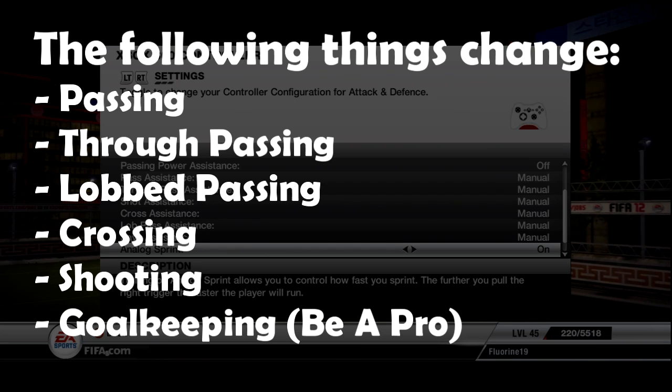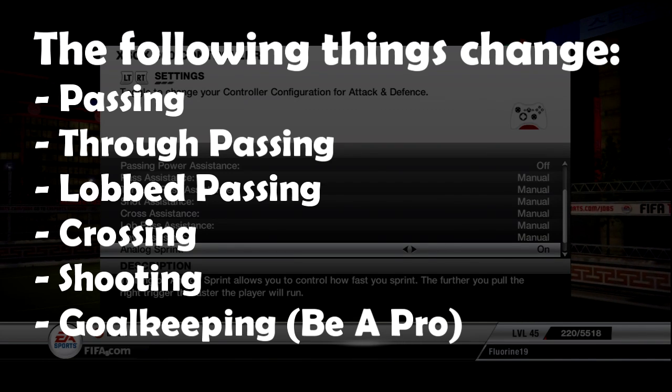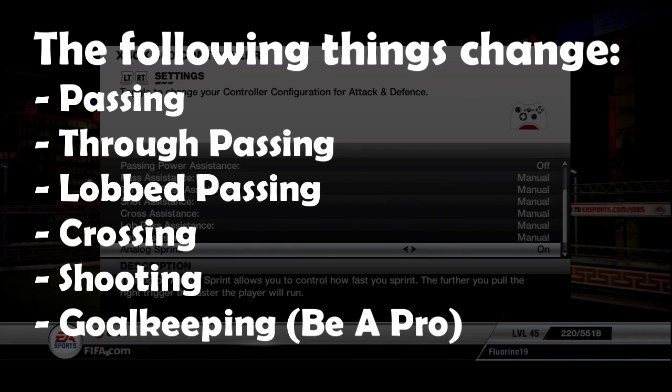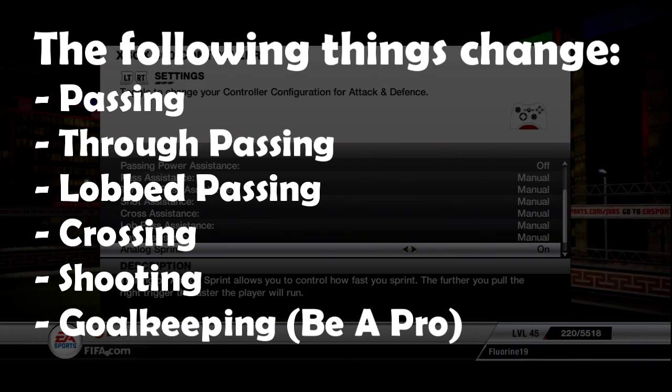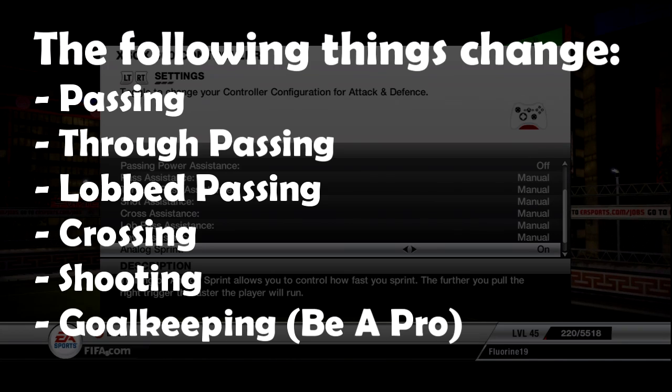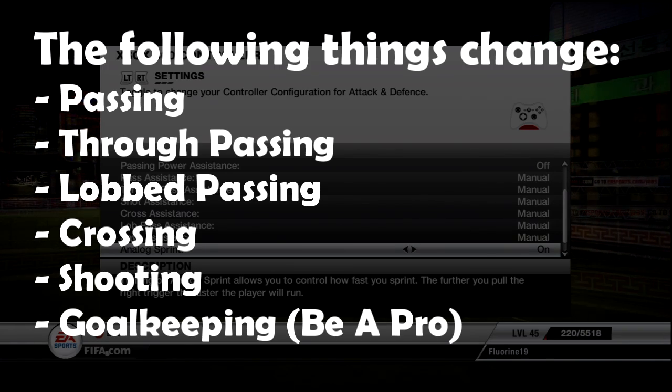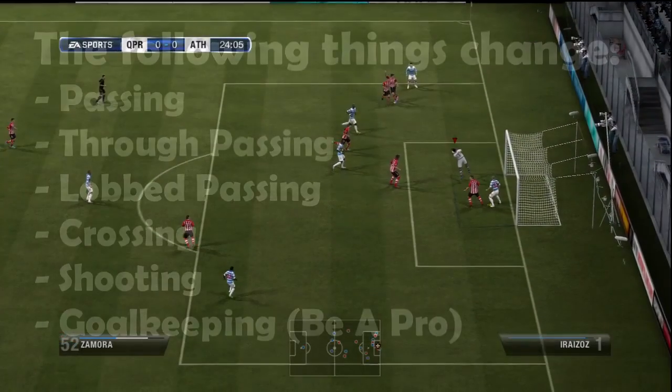Shooting is the same. The amount of power you put on it is the amount of power it'll have, and it goes in the direction you aim. And also goalkeeping, as in if you use Be a Pro mode goalkeeping, it's basically just a bit more tricky on manual if you play that mode. I'll give you a couple of quick examples.